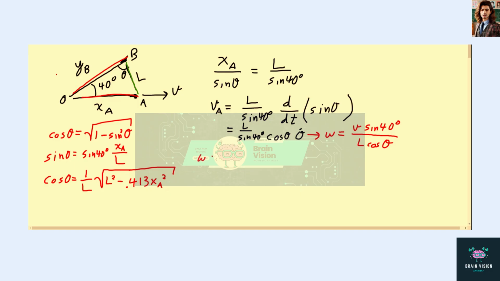So that leaves us with omega equals, again, we'll put the sine of 40 degrees into our calculator, and here we'll get 0.643, times the velocity over L times that cosine of theta, which is 1 over L times the square root of L squared minus 0.413 xa squared. Well, the L times the 1 over L cancels out here, luckily.